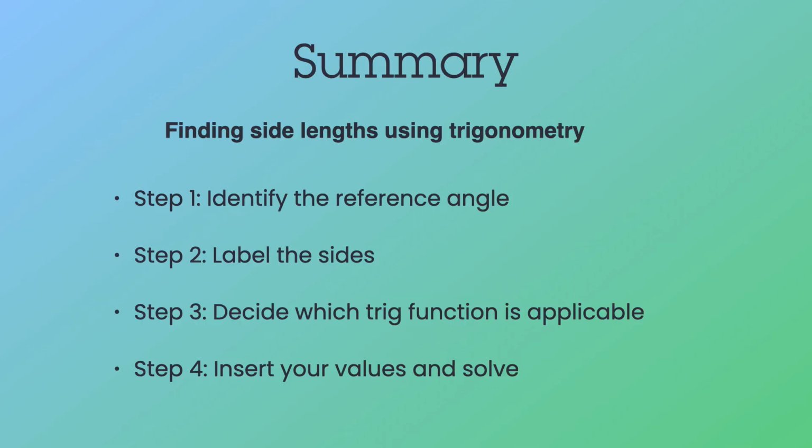So to summarize, we found 4 steps that help us find side lengths using trigonometry. Step 1, identify your reference angle. Step 2, label your sides. Step 3, decide which of the 3 trig functions is applicable in your scenario. And then step 4, insert your values and solve.